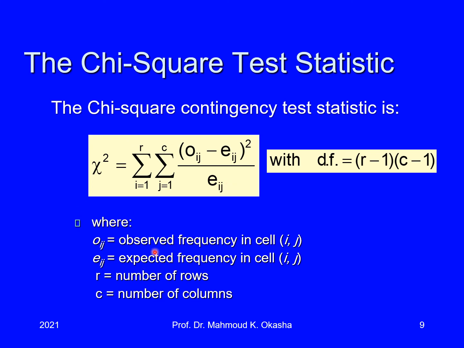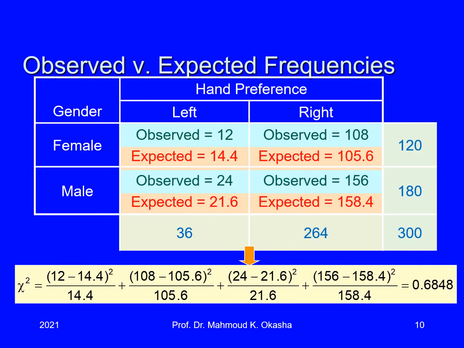O_ij is the observed frequency in cell ij, the ith row and jth column. E_ij is the expected frequency in cell ij, the ith row and jth column. R is the number of rows and C is the number of columns, and that's the formula. That's the rule, right? In our example, we have the expected values we calculated earlier, and we have the observed. So we apply this rule.